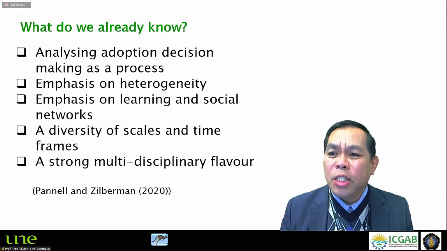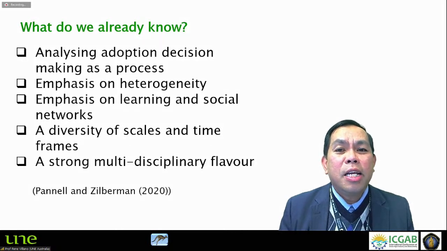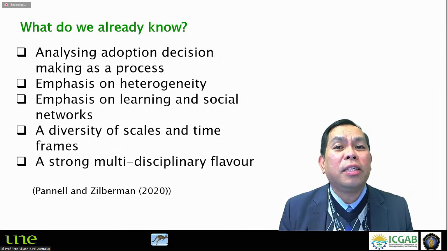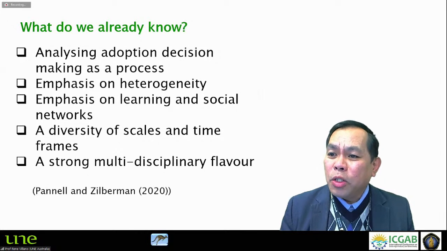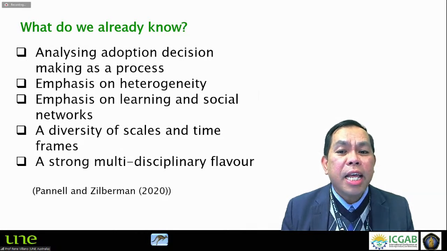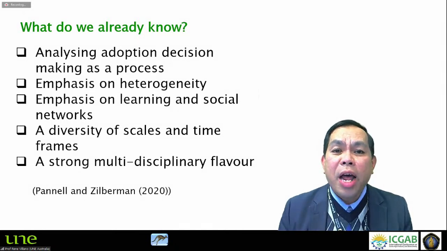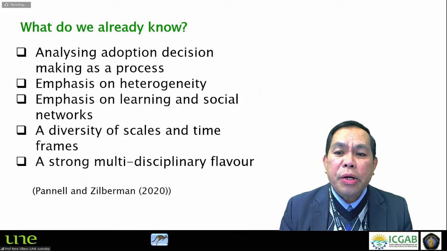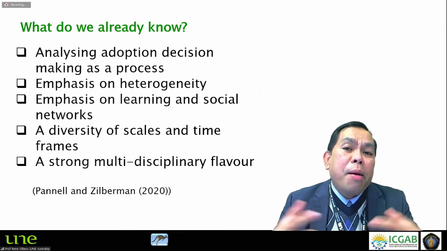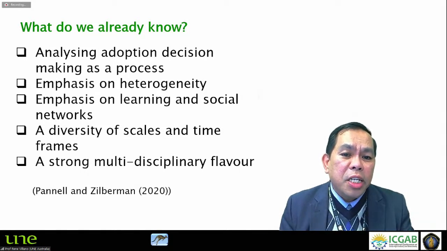There has been an emphasis on heterogeneity, meaning an emphasis on understanding the differences between the potential users of technology based on their socioeconomic and biophysical realities, and of course, based on the technology being considered. There has also been an emphasis on learning and the role of social networks. Several studies have described and discussed that when considering a new technology, farmers will start with a high degree of uncertainty, but there will be a process of learning.